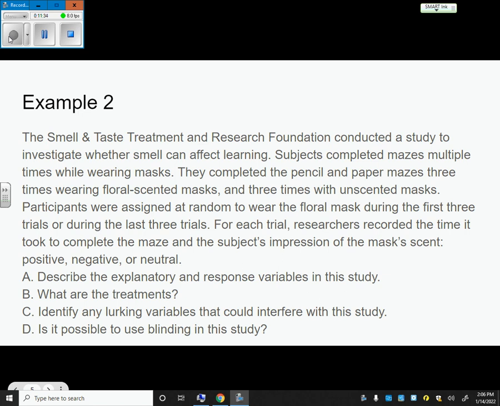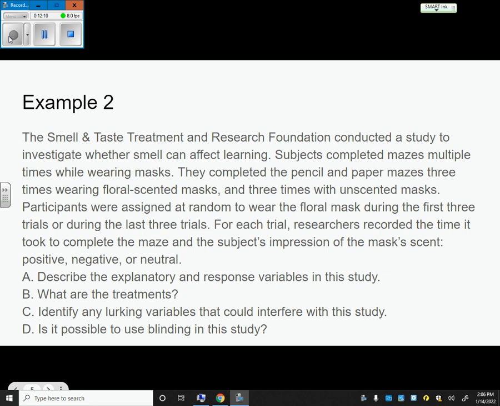All right. Any lurking variables you can think of, Bailey? Difficulty of maze, yeah. Some people have a more keen sense of smell than others. Like, and even female. Yeah, so that could make a difference. That might make a difference in the amount of time you see between scented and unscented.